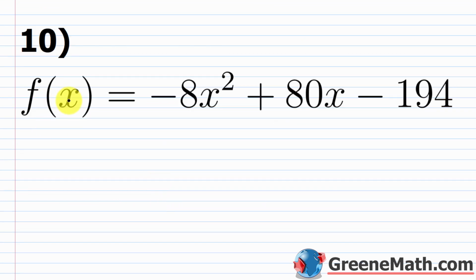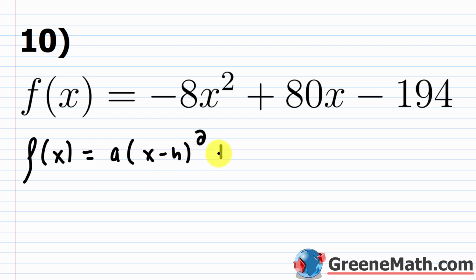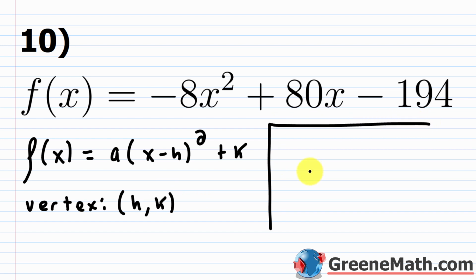All right, for problem 10, we have f of x is equal to -8x squared plus 80x minus 194. So let's write what we're trying to find. So again, the vertex form, f of x is equal to a times the quantity x minus h squared, and then plus k. So we also want the vertex, so that occurs at h, k. So let me put a little border here and put that our a is equal to, again, the coefficient for x squared, which is -8. Our b is equal to the coefficient for x, which is 80. And then our h is equal to the negative of b over 2a.